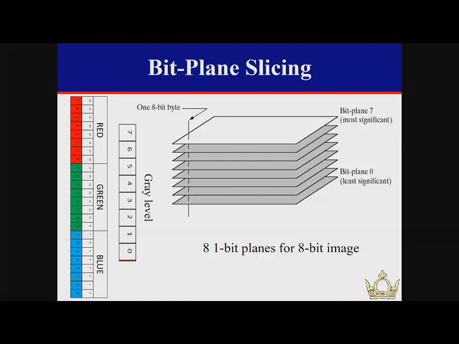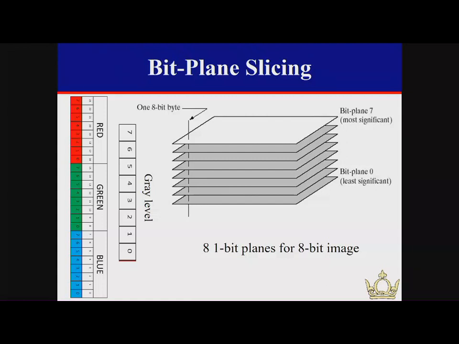If it's 0 or 1, it's a binary image, so it just has one bit. But if it's more than one bit, 2 bits or 3 bits, we can slice by the bits. We take out all the pixel values and consider them vertically: bit 0, bit 1, bit 2, bit 3, bit 4, bit 5, bit 6, bit 7, if it's 8 bits.